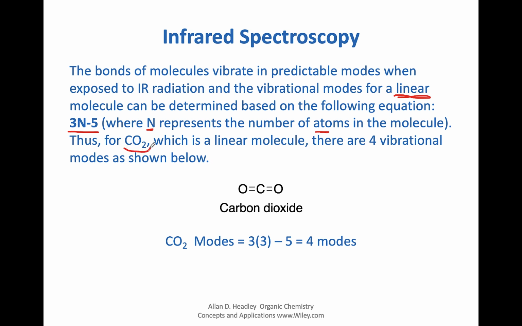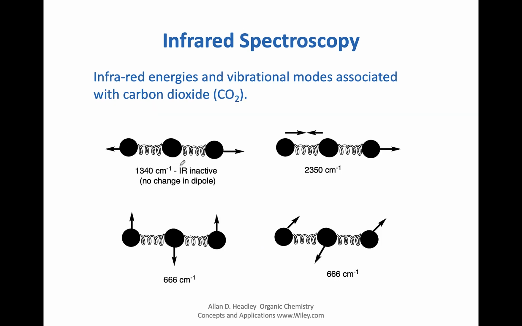So carbon dioxide, of course, as you know, is a linear molecule, as shown here. Using the equation above, we have 4 vibrational modes. The key here is that each vibrational mode will require a specific energy from the infrared region of the electromagnetic spectrum for this excitation. So here are the 4 vibrational modes of carbon dioxide.